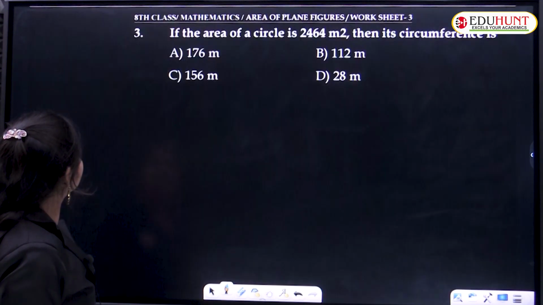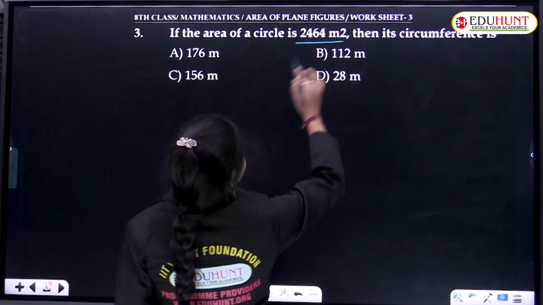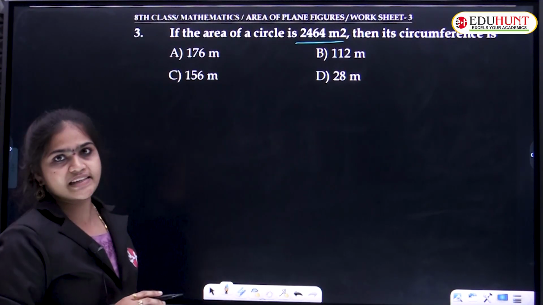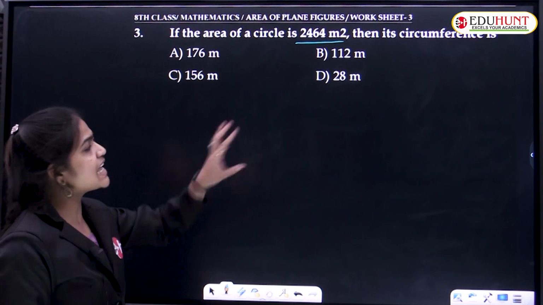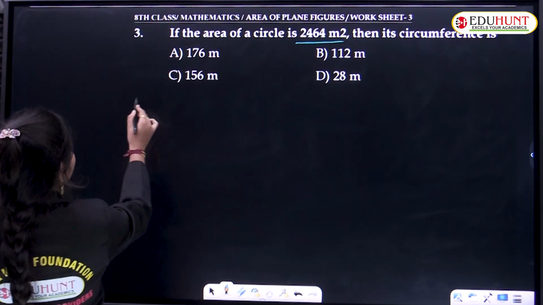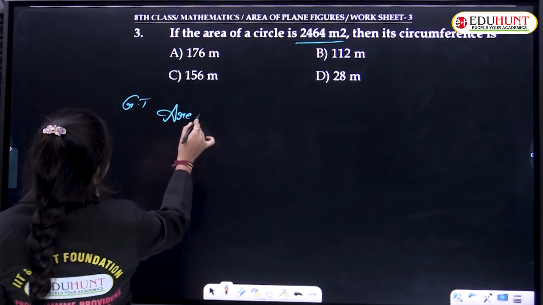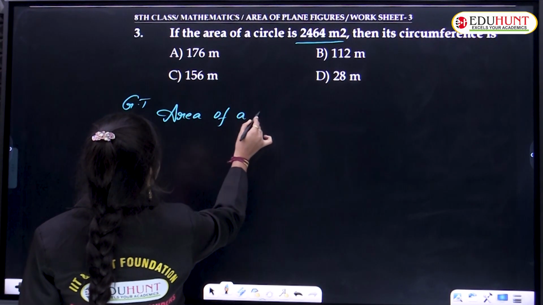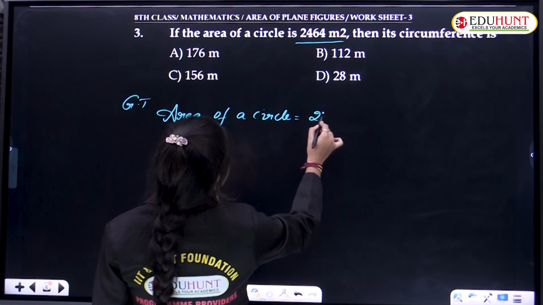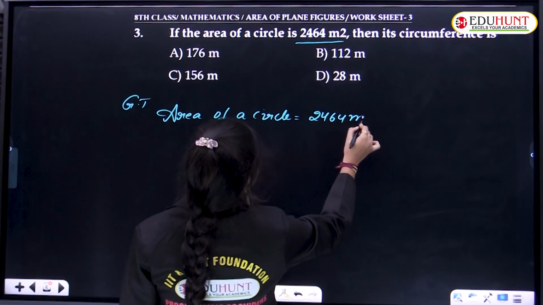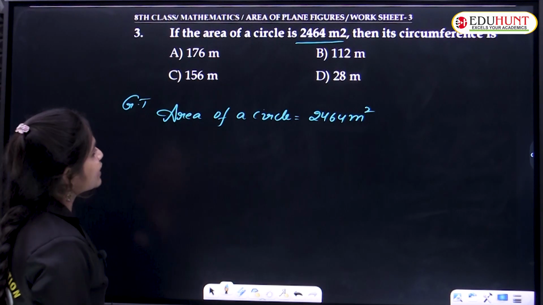Yes. Third one. If the area of a circle is given as 2464 meters square, then its circumference. Okay, what is given here? Given that area of a circle is equal to 2464 meters square, that is not m2, that is meter square, then its circumference.